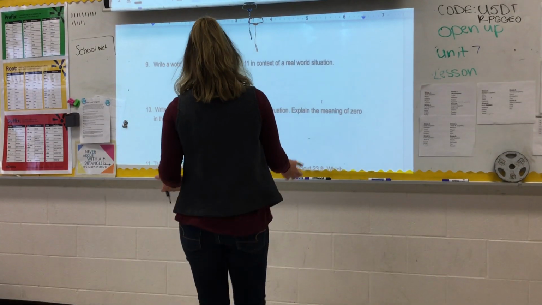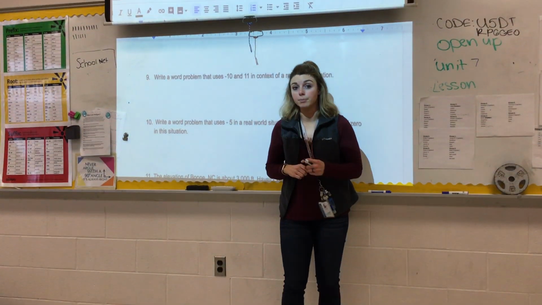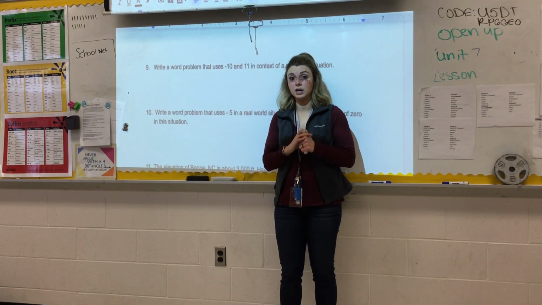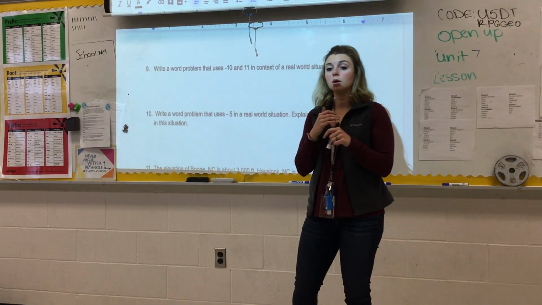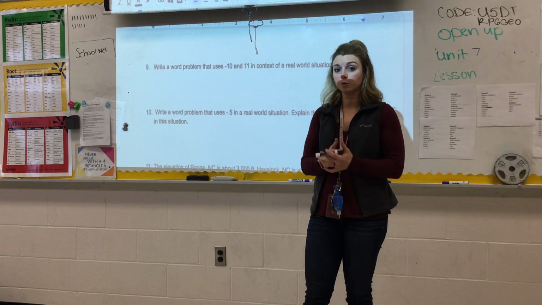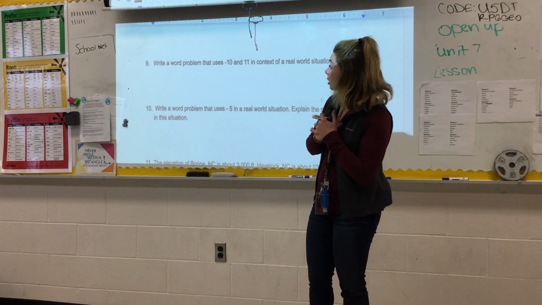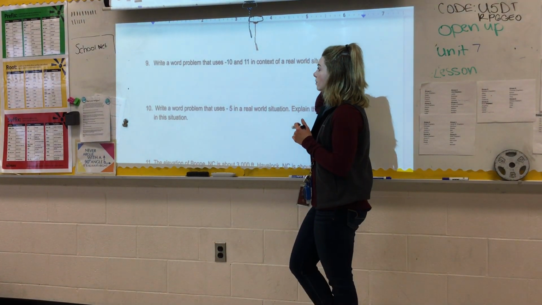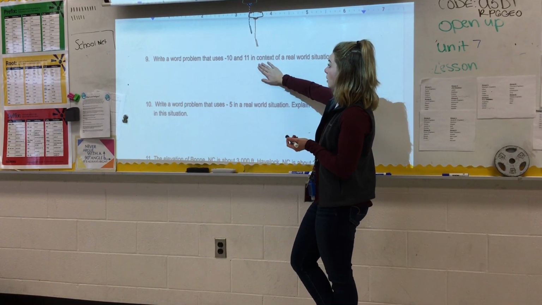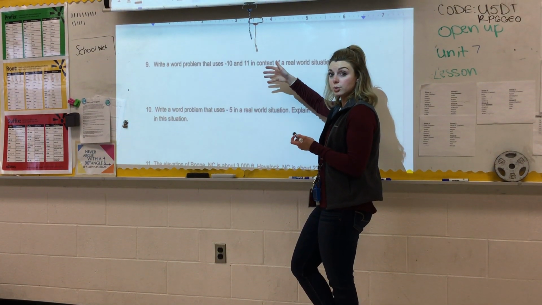Okay, so these next couple are writing a word problem. You will have to write a word problem on your test. These are open-ended questions. So there's multiple correct ways to do it, but there's also explicitly wrong ways to do it. So for this one, it says write a word problem that uses -10 and +11, in a context of a real world situation.